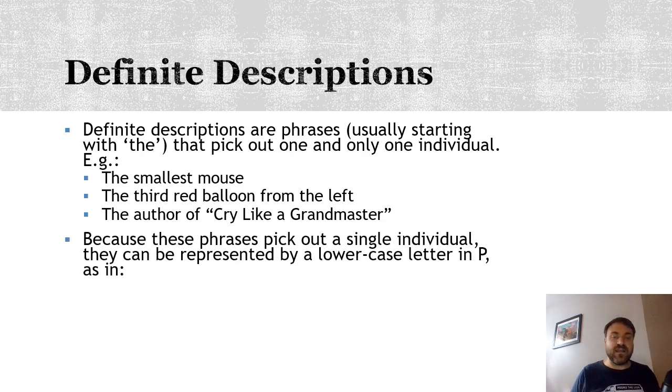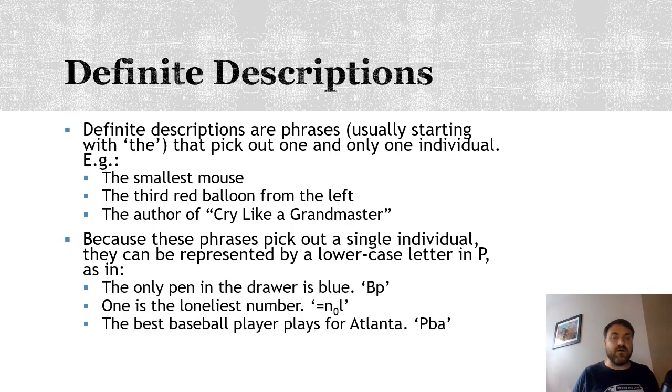So because, again, those phrases pick out a single individual, they can be represented by a lowercase letter in language P, as in some examples here. So if I say the only pen in the drawer is blue, right, we have the predicate "blank is blue," and the only pen in the drawer is our lowercase letter p. Okay, if you want to say 1 is the loneliest number, remember 1 is also an individual. It's a single thing.